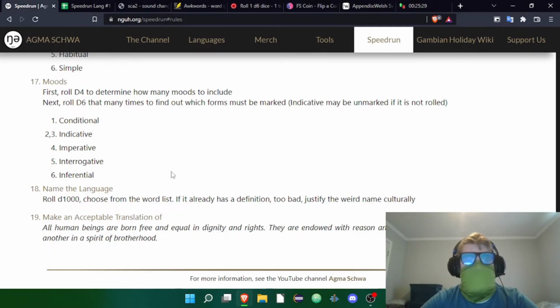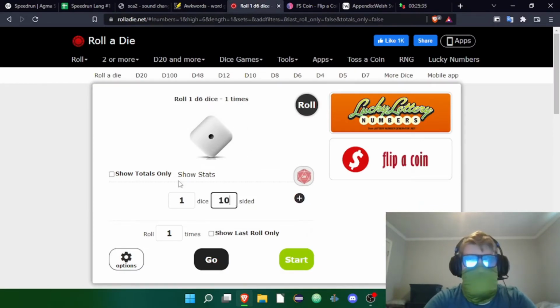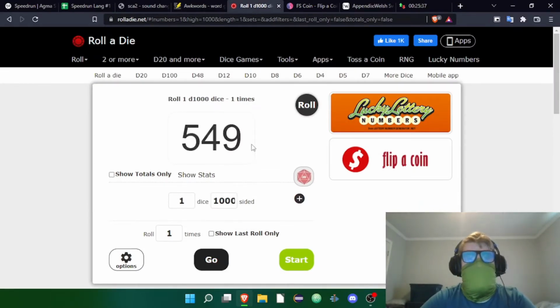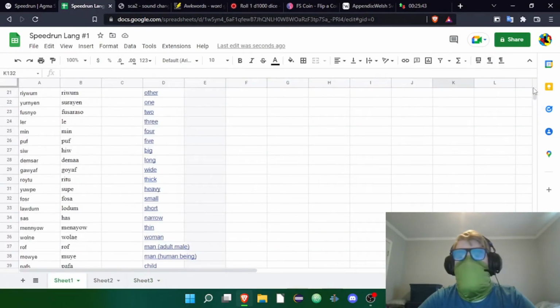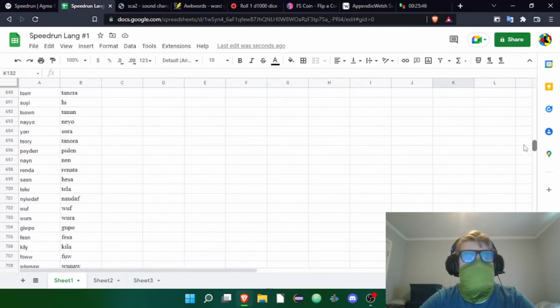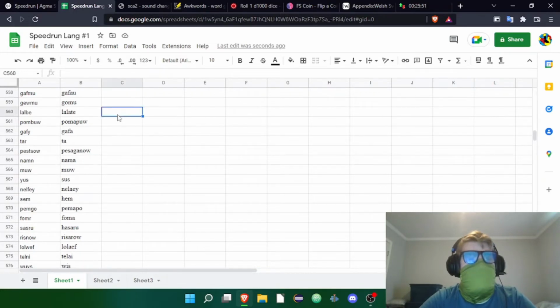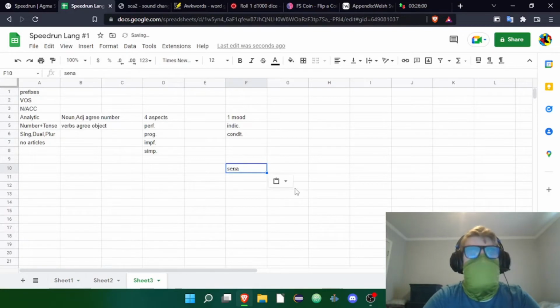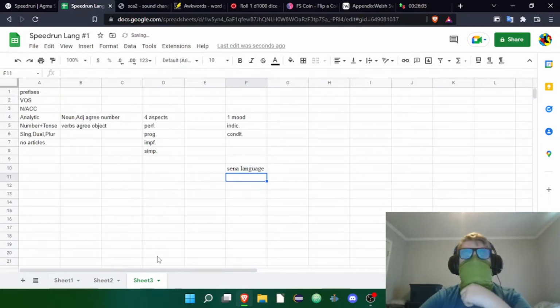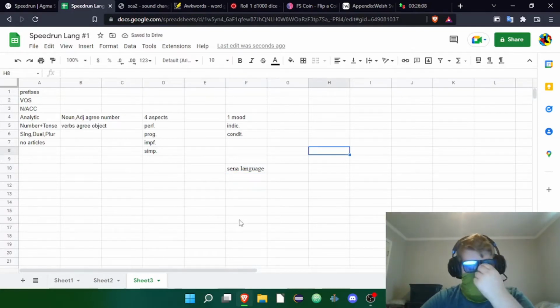Next, we're going to name the language, so we need to roll a 1000. Will this website even do that? 549. Let's look at our word list and find word number 549. The name of the language is Sena. So the Sena language.